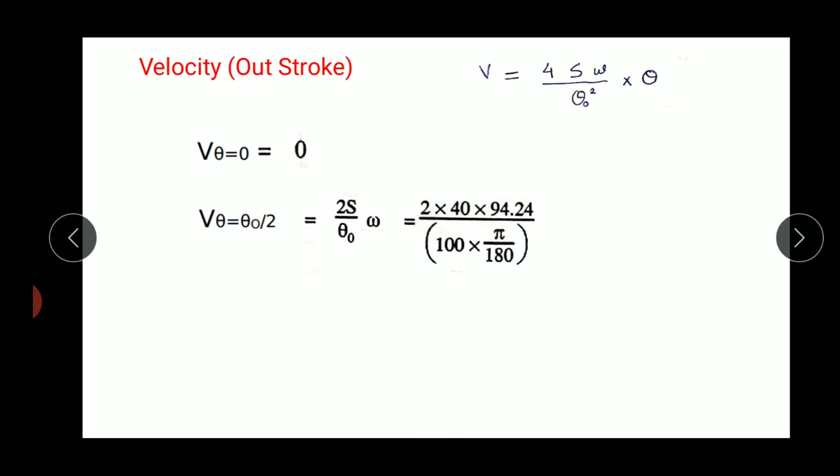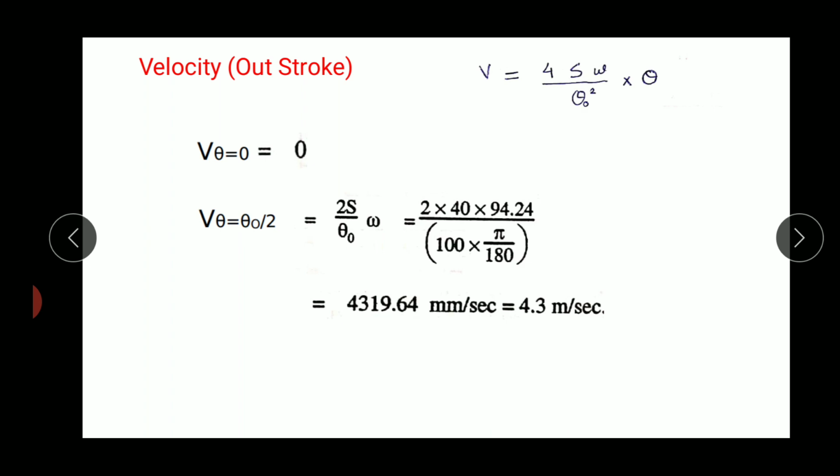2s omega upon theta O. As I said earlier, if you find theta in terms of radians, then instead of putting the value 100, that is 100 in terms of degrees, into pi by 180 to convert it into radians, if you calculate it earlier, then you can directly put the value of theta O in terms of radians. So some steps will get reduced, so you can do it in both ways.